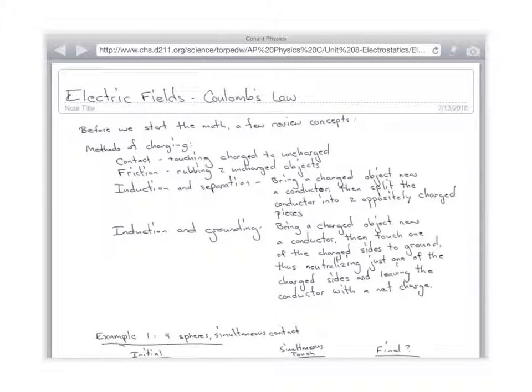So, yes, induction means to induce a charge separation. And you can do that with a conductor because charges flow freely in a conductor and can go all the way to the other side. But if I did the same experiment with paper, say, would it work?